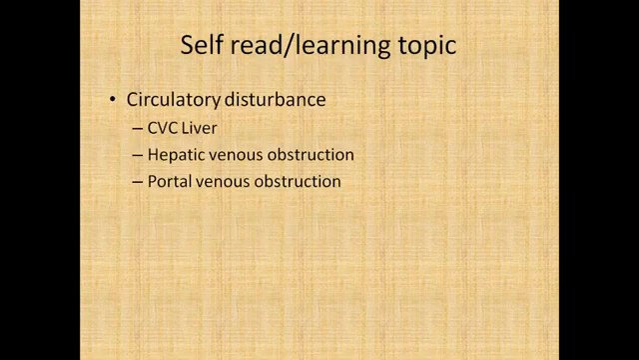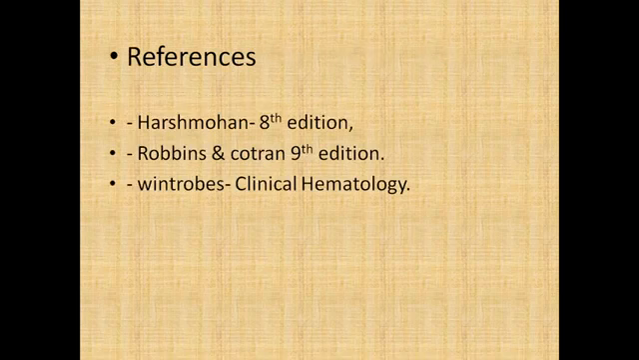This completes today's lecture and some self-learning topics are circulatory disturbances like CVC liver, hepatic venous obstruction and portal venous obstruction. These are my references: Harsh Mohan 8th edition, Robbins Cotran 9th edition and Wintrobe's Clinical Hematology.